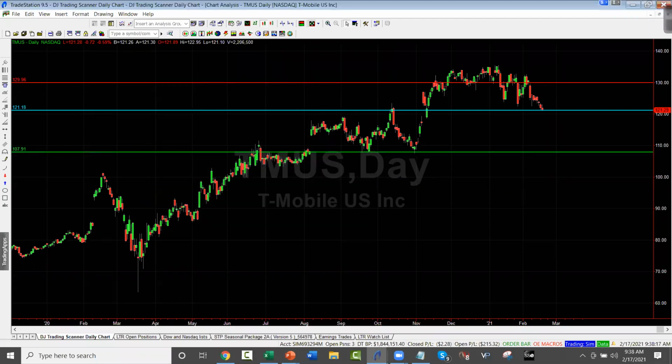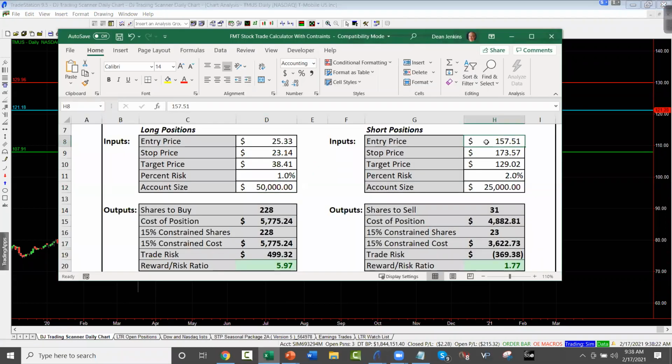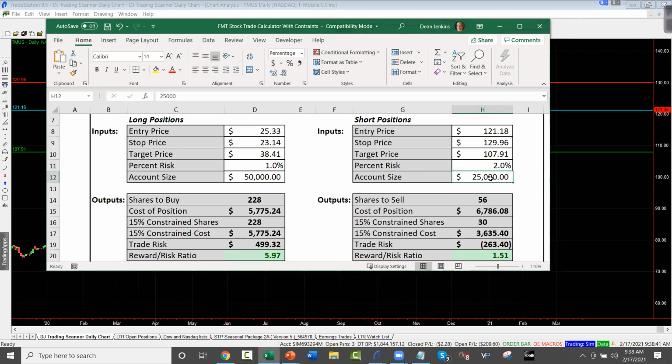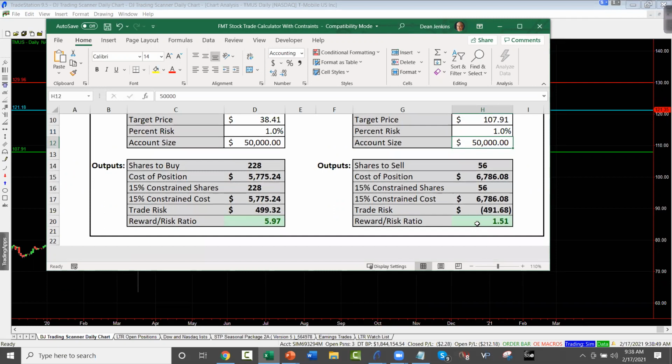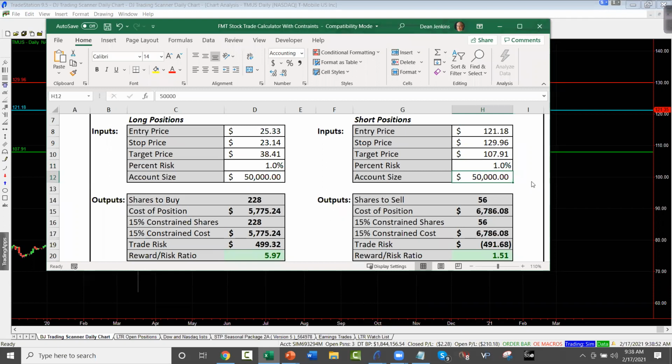So let's pull our calculator back over, and this is a short position. My entry price is 121.18. My stop price is 129.96. And my target is 107.91. Let's be consistent: $50,000, 1%. So you get a 1.51 reward-risk ratio. That's not bad. It's not as good as 6, but it's not bad.